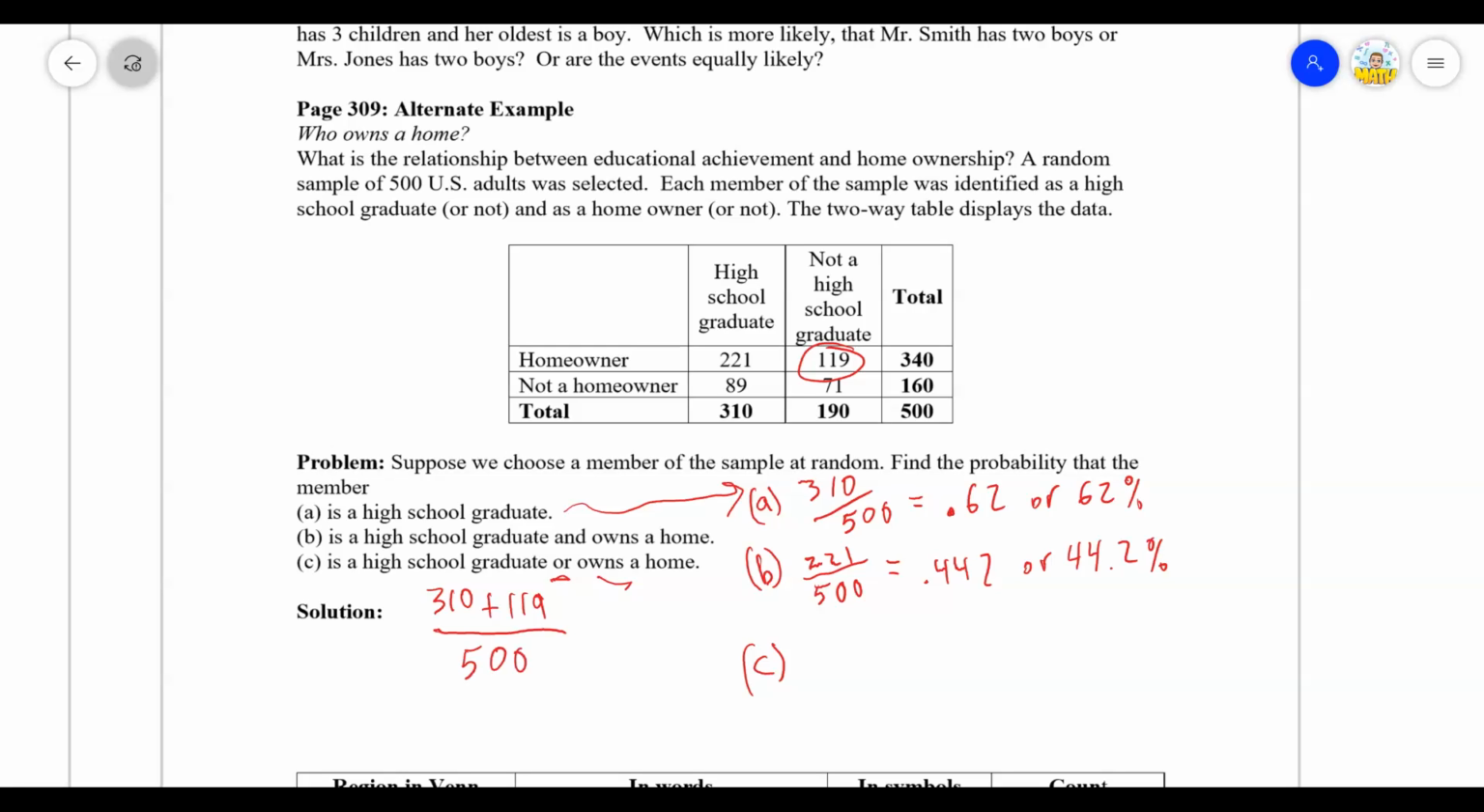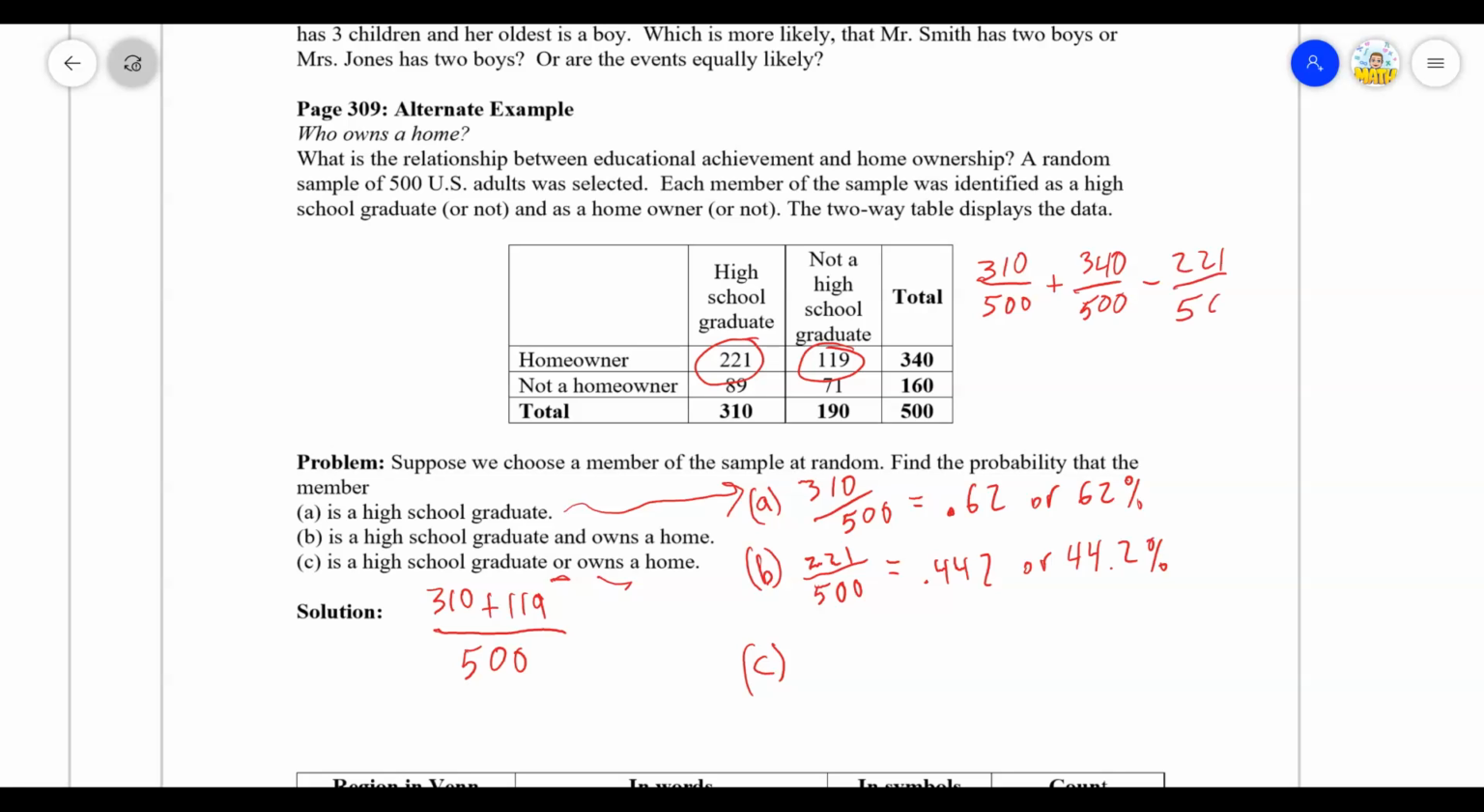Okay. Sometimes you'll see this expressed like this. They'll take that they're a high school graduate, we just add them together, and then we would subtract away where those two things intersect. So a lot of times they might write it like this: 310 out of 500, those are the high school graduates. And then we take the homeowners, which is 340 out of 500. The problem with that is that we just counted these folks twice, so we have to subtract it away.